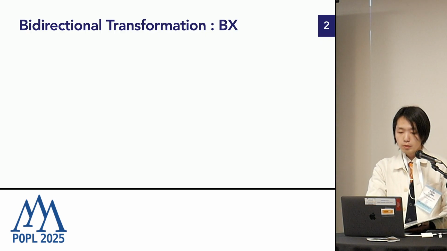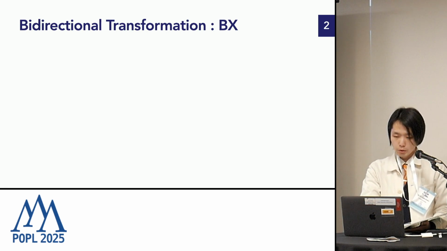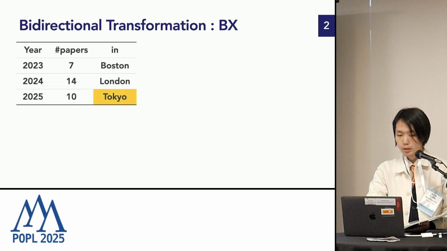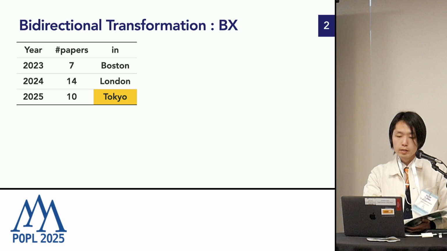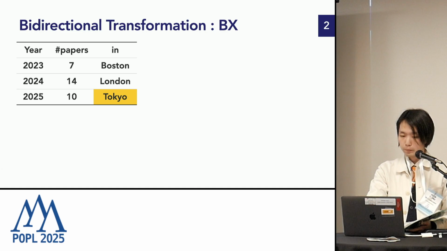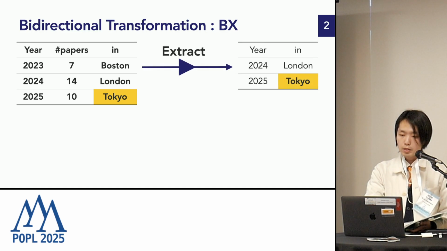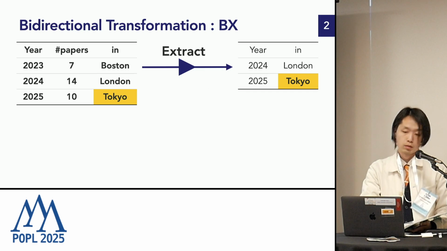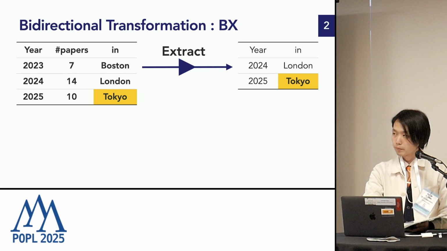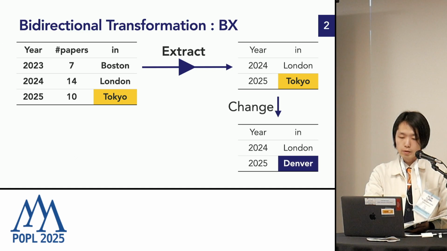First, I would like to briefly explain the bidirectional transformation, referred as BX, with a specific example. So this table has the past 3 PEPM locations and the number of presented papers. As you can see, this table has an obvious mistake, but let me go forward and explain. From this table, we can extract a small table of PEPM locations for the past 2 years without the number of presented papers. Now, I fixed the mistake on this small table.